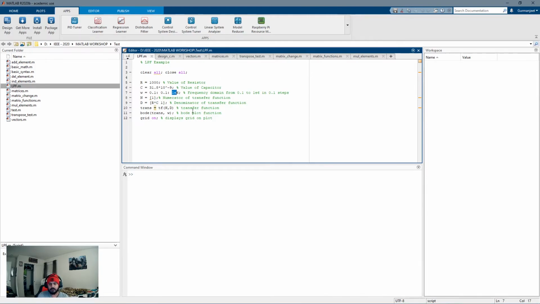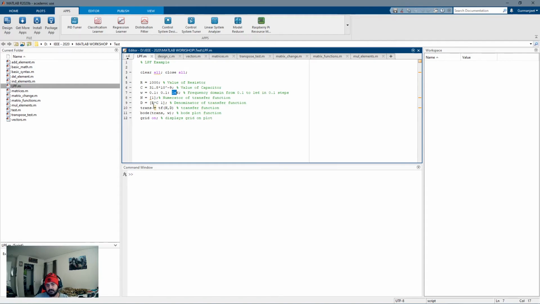Now we also know that a transfer function is essentially just two vectors, numerator and denominator, which are polynomials. In our case, the numerator was scalar, so we're just going to have 1 over here, and the denominator was RCS plus 1, so we have RC and then 1 over here, since it's a first order polynomial. And taking these numerator and denominator vectors, or since the numerator is a scalar, arrays, we can plug those into the transfer function and set trans equal to the transfer function.